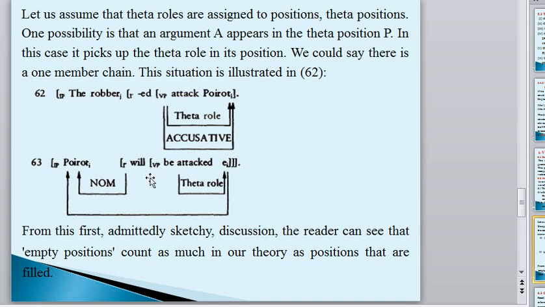But if we have a passive verb, will be attacked, then as I told you, the verb cannot assign case, so the movement is obligatory. Poirot moves to the subject position, which is empty, and here will can assign nominative case to Poirot. But Poirot can still receive the theta role in this position, so when it is near the verb attack, it can be assigned the theta role.